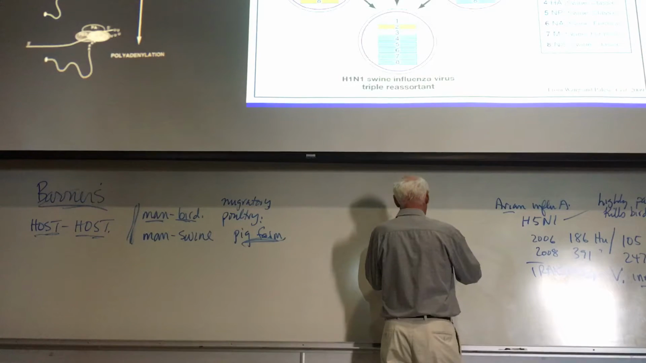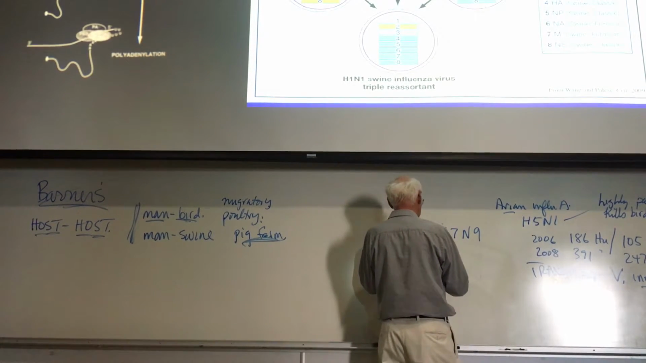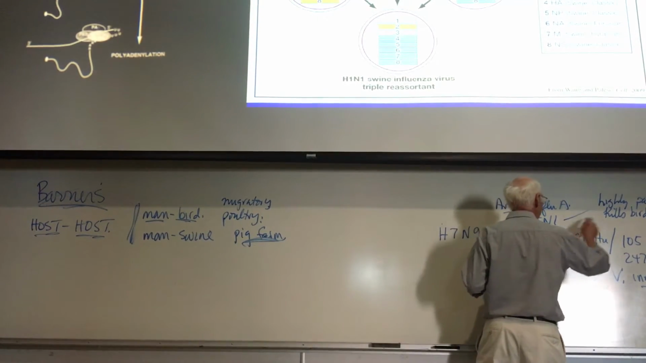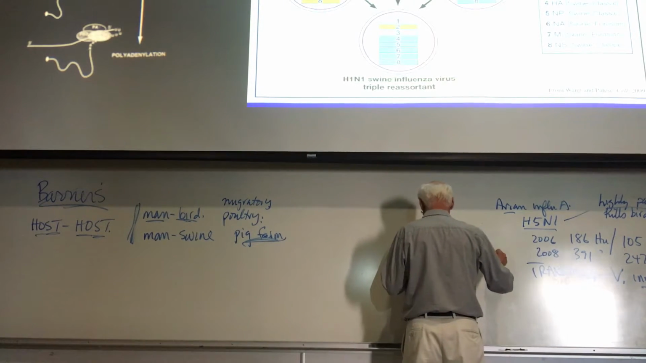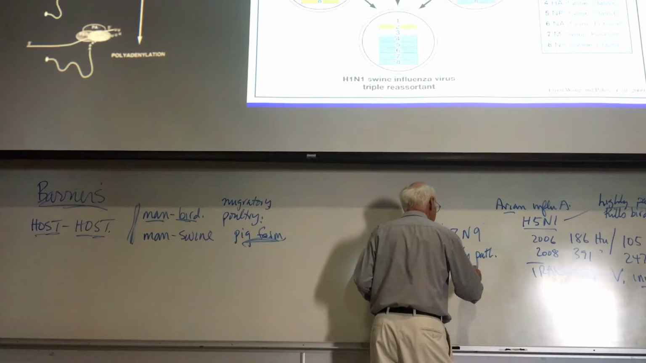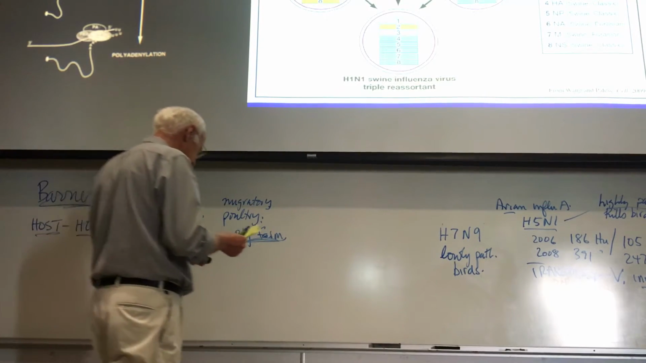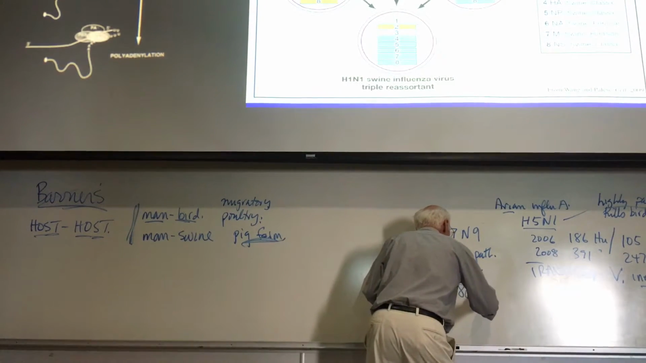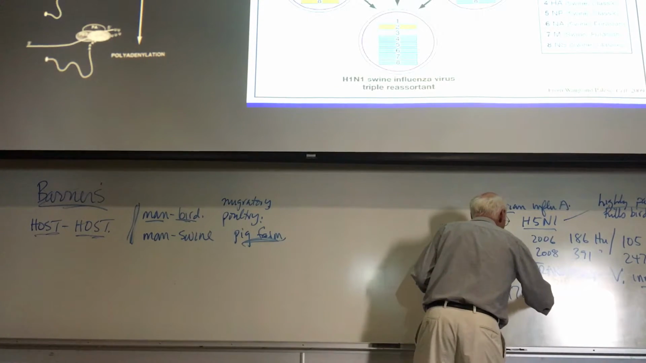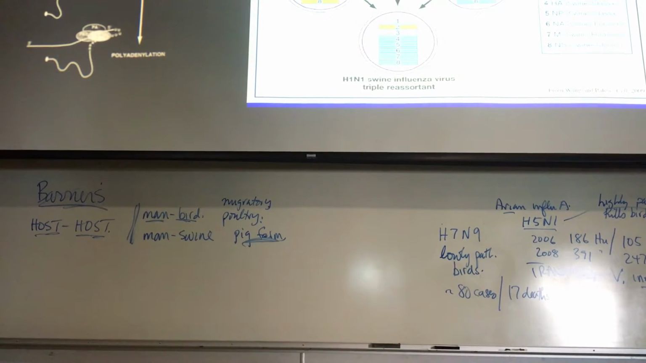H7N9 avian virus. In contrast to H5N1 that was highly pathogenic, this was lowly pathogenic in birds. So the birds spread with the virus without, in many instances, obvious signs of infection. And in eastern China, there were 80 cases and 17 deaths. So still visibly high, 20% mortality. Okay, so it can differ from virus to virus.